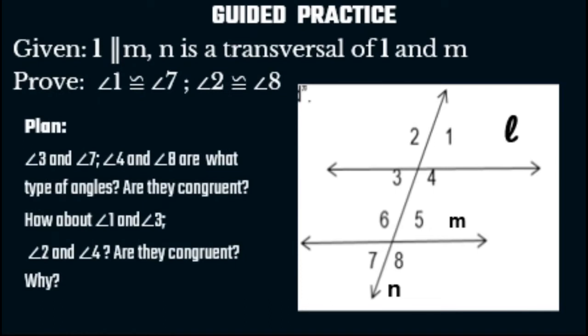So for our plan, angle 3 and angle 7, angle 4 and angle 8 are what type of angles? Very good. They are corresponding angles. Are they congruent? Yes. How about angle 1 and angle 3, angle 2 and angle 4? Are they congruent? Yes, and they are vertical angles. We all know that vertical angles are always congruent.